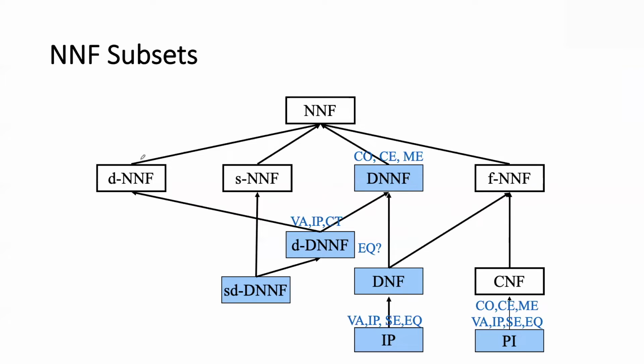But let's see what happens to the knowledge compilation map. Again, we're doing an overview here. Here are the two we added. This is the subset of CNF which satisfies these additional properties, and this is the subset of DNF which satisfies these additional properties.